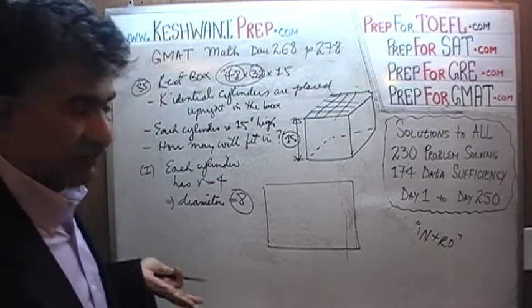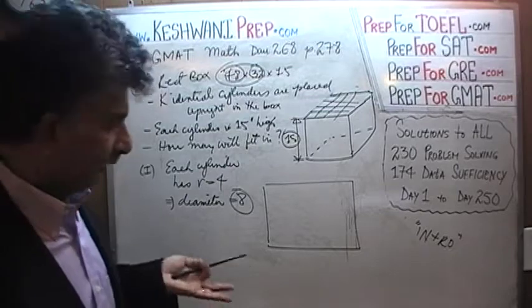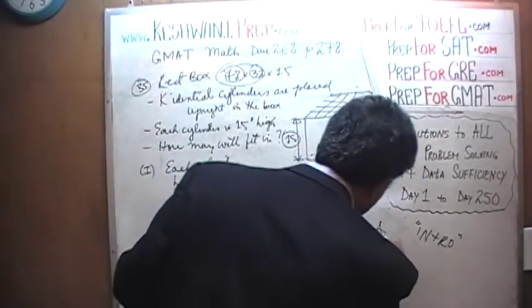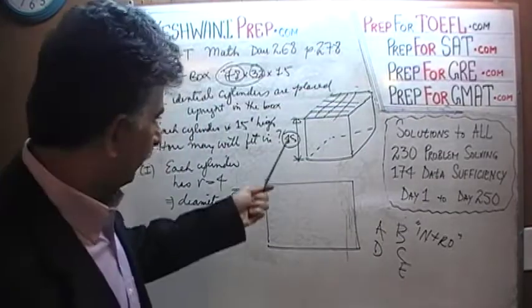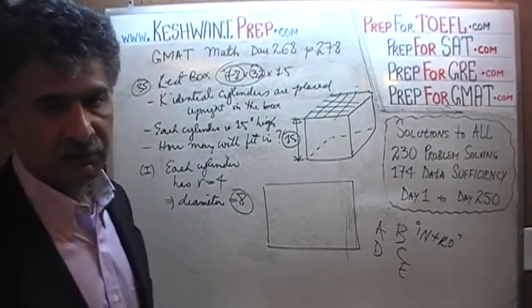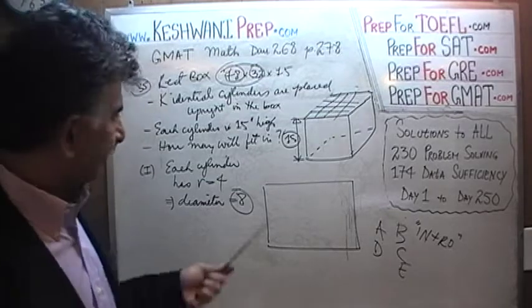This first statement by itself is quite sufficient. We don't have to waste our time trying to figure out how many will fit in. The first statement by itself is quite sufficient: A, D, B, C, E. Had we been taking a real exam, we wouldn't be silly enough to actually figure out how many will fit in.